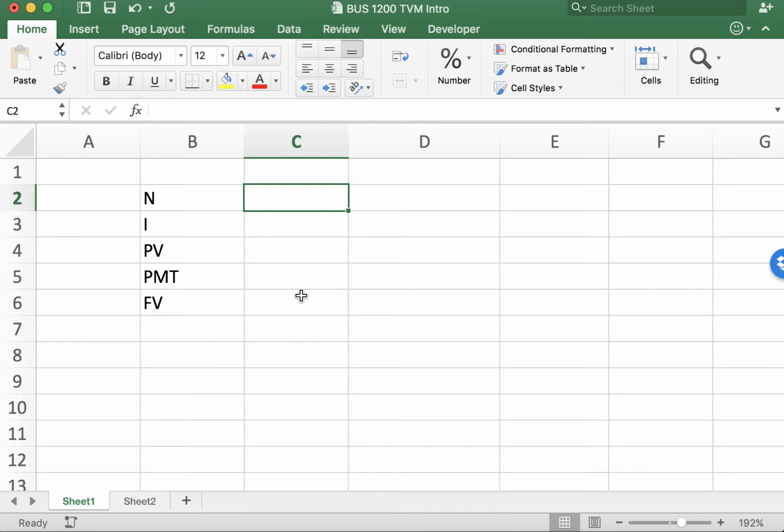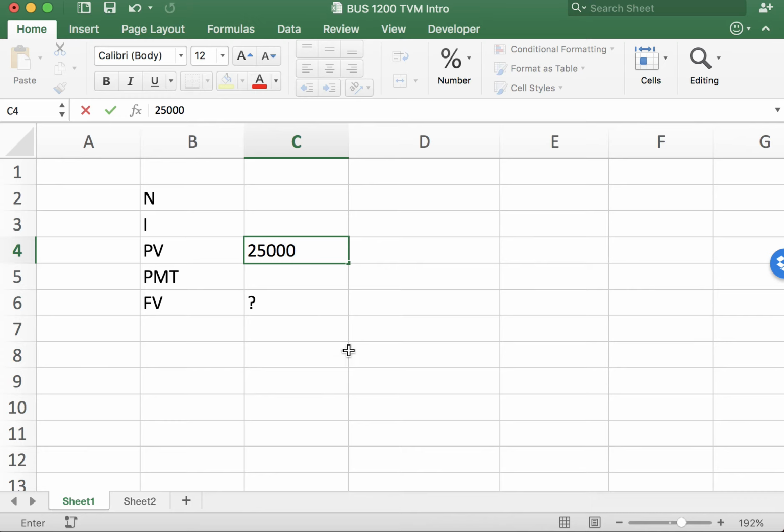I'll just leave it off the screen here. What is the future value? So future value is my variable. That's a question mark. Of $25,000 received today. If I received $25,000 today, that's clearly present value, so we'll put that under present value. If it is invested at 6.5% compounded annually.